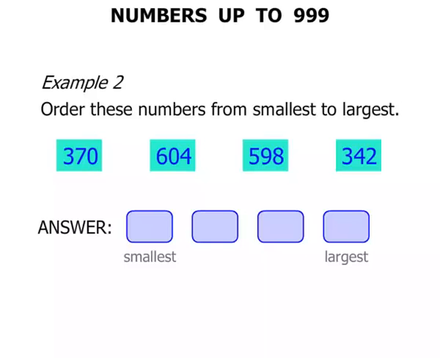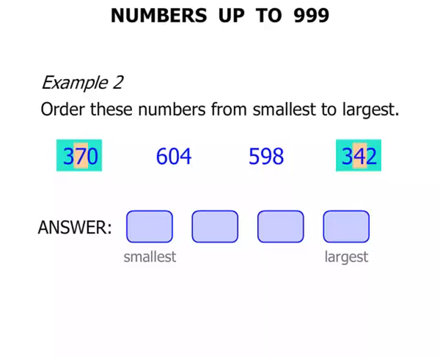The method is to look at the first digit. That's the hundreds. They're all 3-digit numbers, so they're hundreds. 3, 6, 5, and 3 are highlighted. We're going for the smallest. The 2 that have the smallest have the 3 in front, so they're in the 300s, aren't they? So then 370 and 342, what we're looking at.